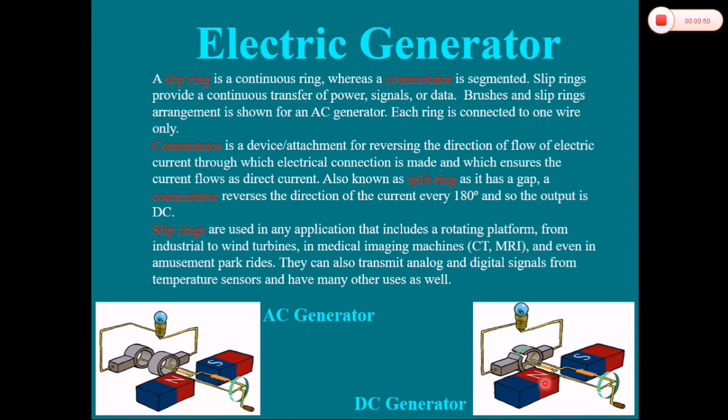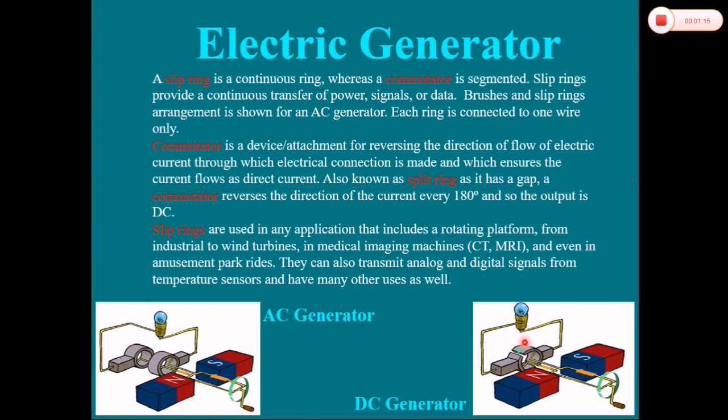Now, a commutator is a device for reversing the direction of flow of electric current, through which electrical connection is made, and which ensures the current flows as direct current. It is also known as a split ring, as it has a gap. See this gap. A commutator reverses the direction of the current every 180 degrees, and so the output is DC.